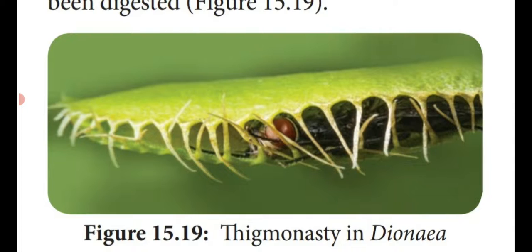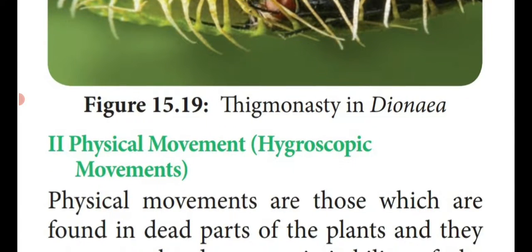The insect body contains a large amount of nitrogen, so the leaf arrangements attract the insects, and they are captured by the leaves by the upward and downward movements, known as thigmonasty in Dionaea.